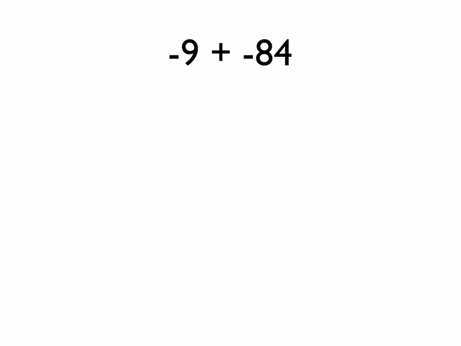Alright, go ahead and pause it. And the answer to this one is -93. Go ahead and pause it. And the answer to this one is 67. Go ahead and pause it. And the answer to this one is 0. So this is another example of a property.